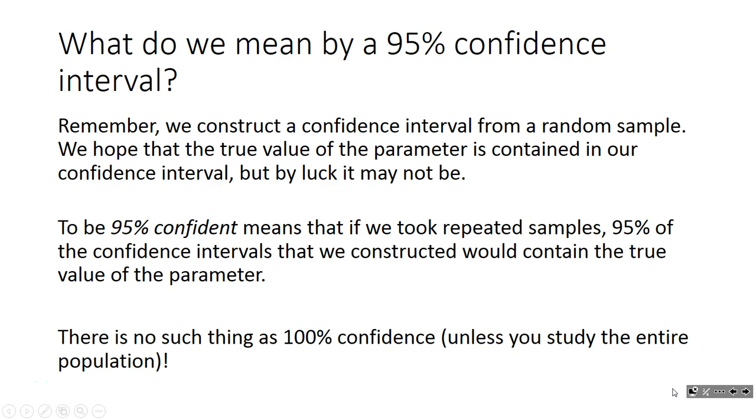Now remember, we construct a confidence interval from a random sample. We hope that the true value of our parameter is contained in our confidence interval, but by, well, essentially bad luck, it may not be. To be 95% confident means that if we repeated the process, that is, if we took repeated samples, 95% of the confidence intervals that we constructed would contain the true value of the parameter.